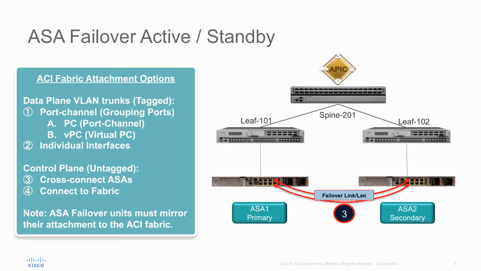For our control plane, we can cross-connect ASAs, the control plane for failover, link and LAN, and also we can go straight into the fabric and configure dedicated EPGs to allow those two appliances to talk and sync their configuration. Two ASAs in failover must mirror their attachment into the fabric because the config is synced fully between the two units.